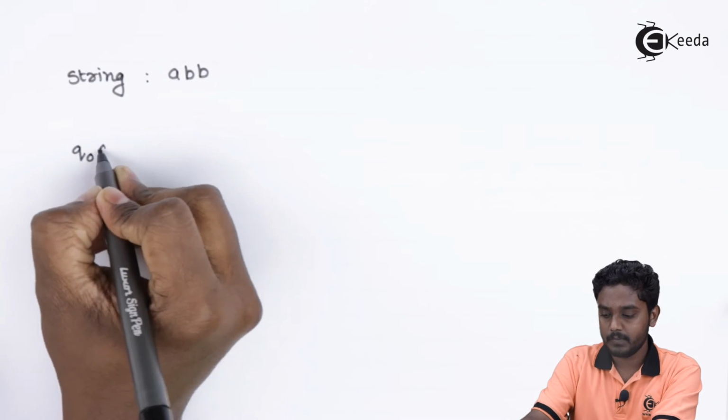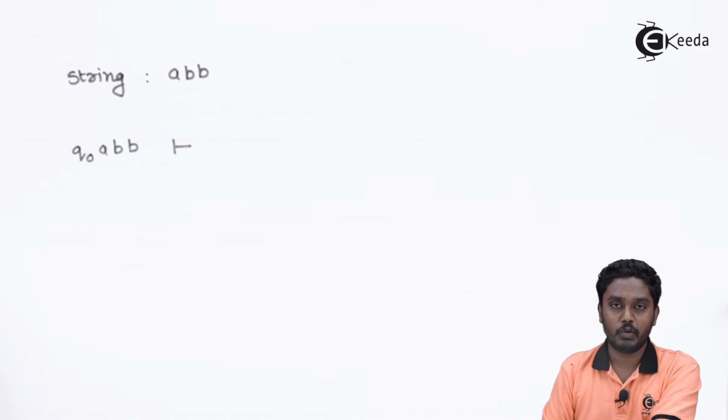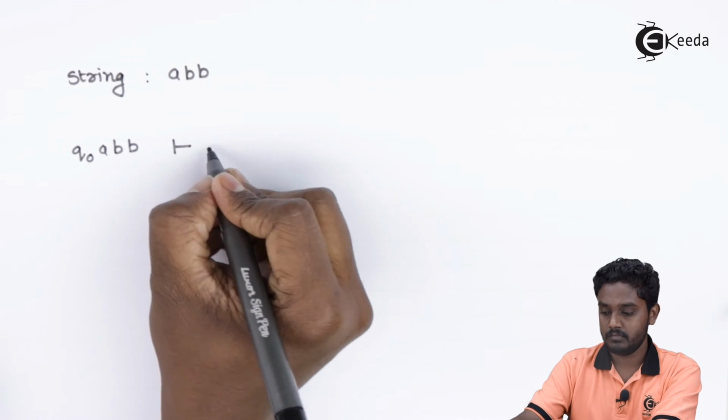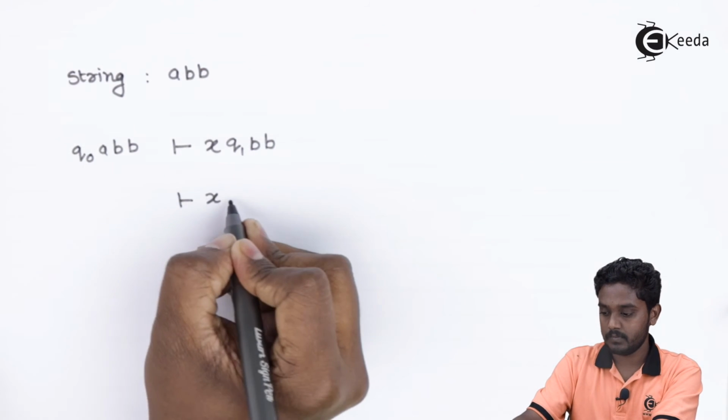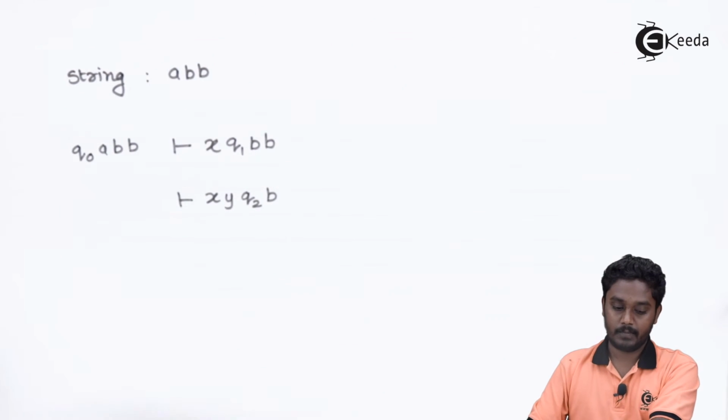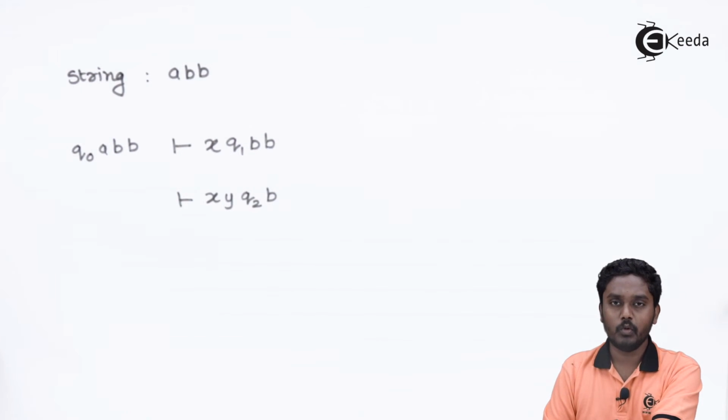Q0 ABB. On Q0, first A will move to Q1 by replacing A with X and moving right. From Q1, on the B, we'll replace B with Y and move right. Along with that, we go to the next state, Q2. From Q2, on B, we go to state Q3 by replacing B with Y. Along with that, move left.